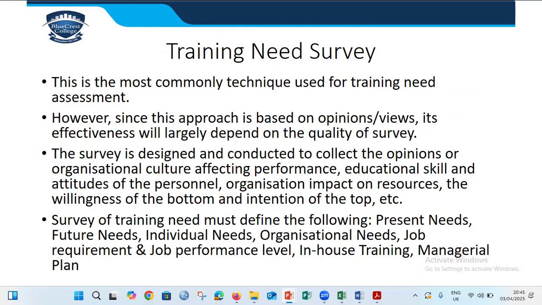So the survey of training needs must define the present needs, the future needs, individual needs, organizational needs, job requirements, and job performance level, in-house training, and managerial plan. There are several questions that the questionnaire will contain. You have employees fill the questionnaire, and then based on the responses given by each employee, you analyze, and you're able to know where they need training.